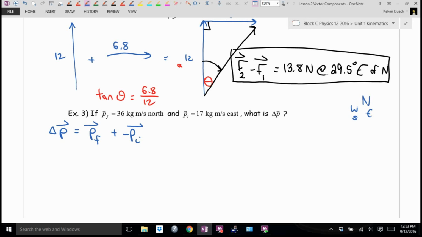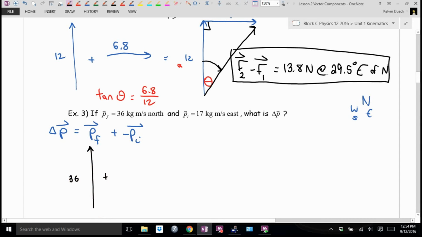You're way overcomplicating it. What's momentum final? Psst, Braden. Yeah, final momentum, magnitude and direction. 36 kilograms. Okay, so I'm going to draw a line north, up, 36 long. You see what I meant? You're overcomplicating it, right? Yoink.